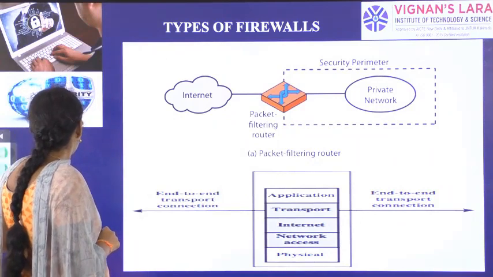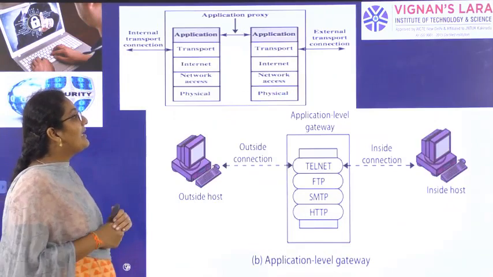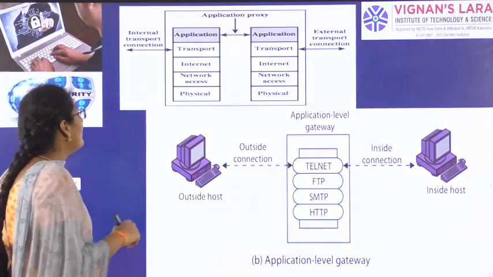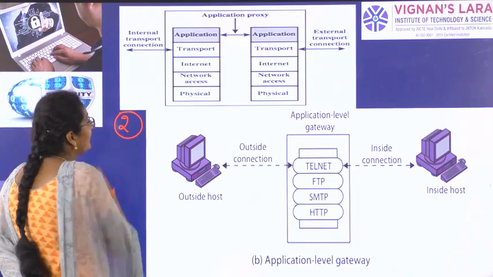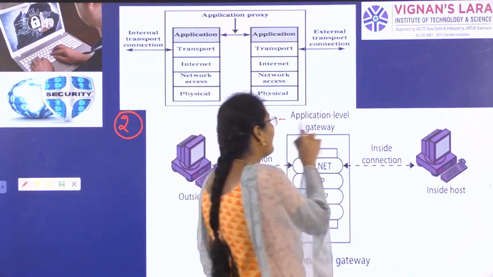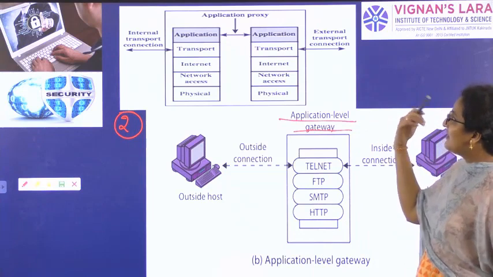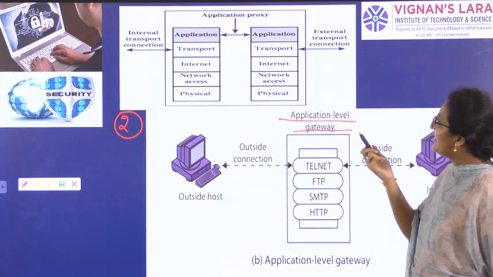So next one, second one, application level gateway. What is the second type of firewall? The second type of firewall is application level gateway. So what is happening here? Same. Here the communication is happening in the application layer.